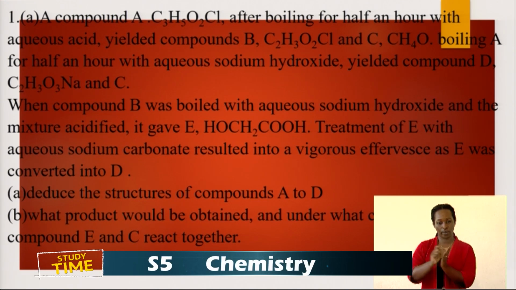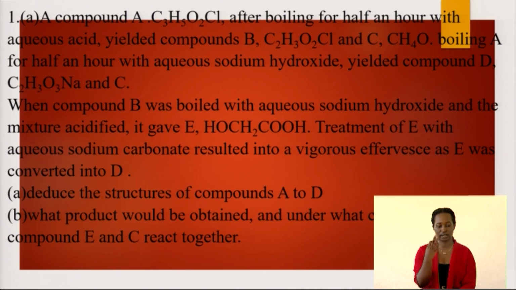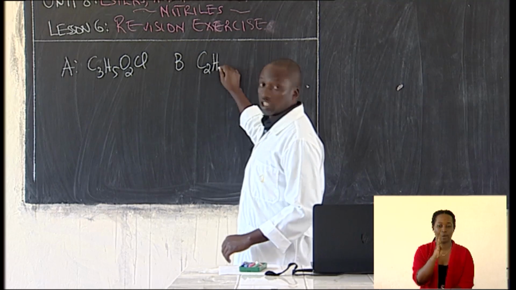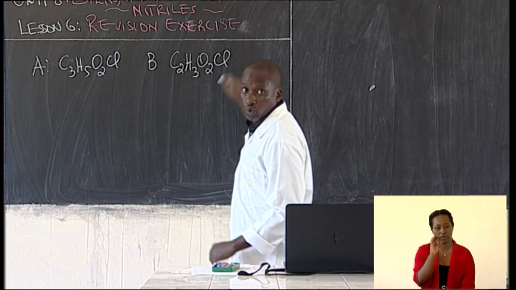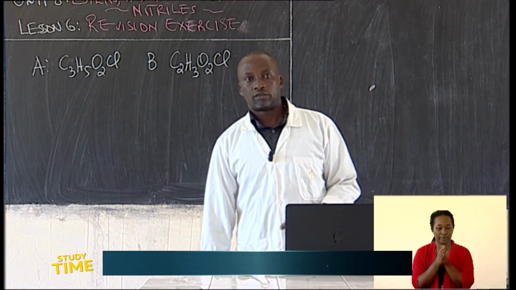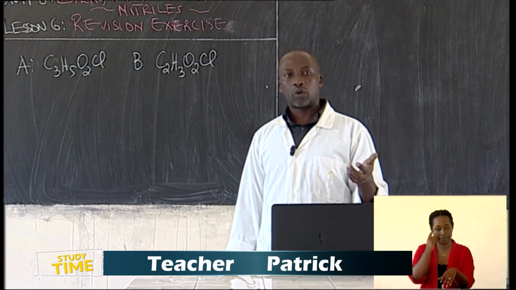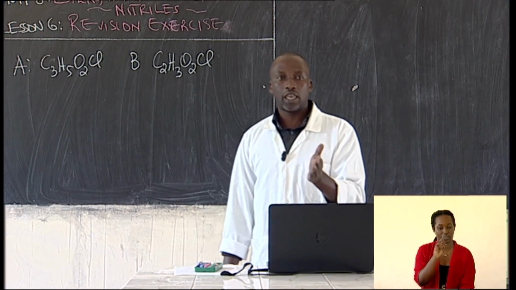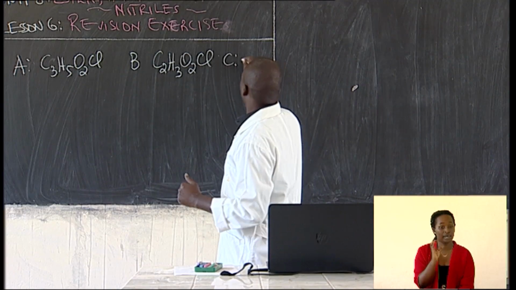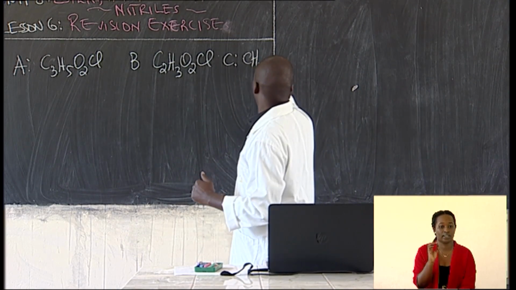Question number 1 goes: a compound A, C3H5O2Cl, after boiling for half an hour with aqueous acid, yielded compound B. Compound B is given as C2H3O2Cl, and C. So when A was heated for half an hour with an aqueous acid, it was converted into B and C. C is CH4O.